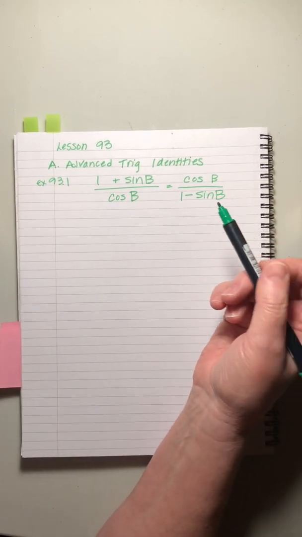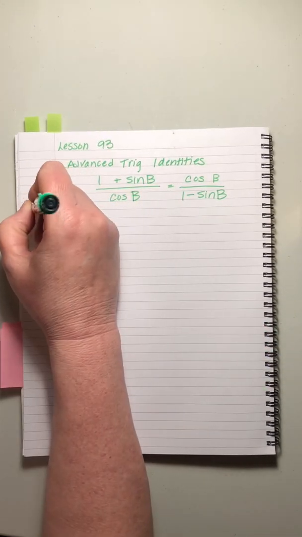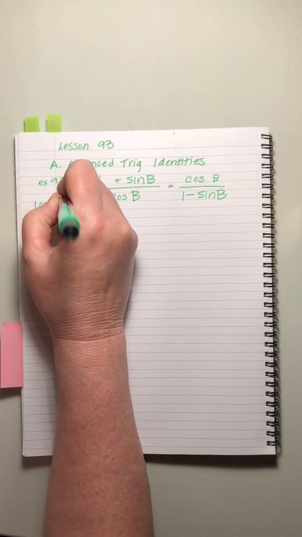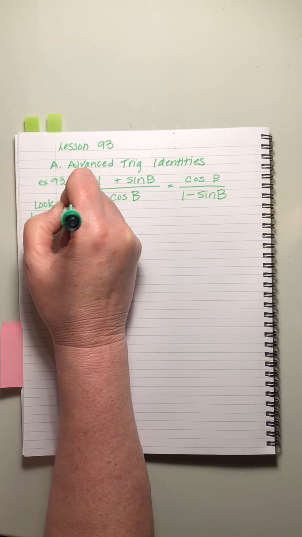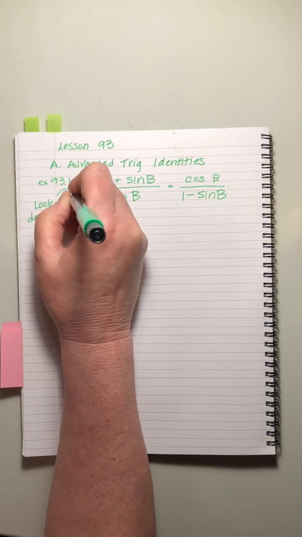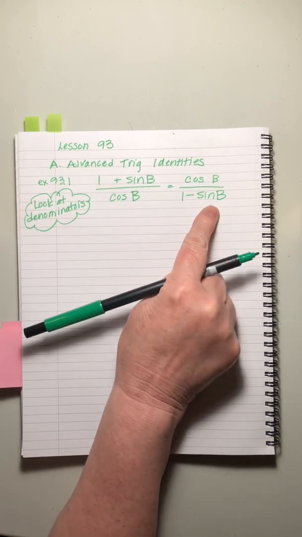Now, how in the world could we possibly make this look like this, right? It seems kind of impossible. So here's a hint. When you're trying to figure out what to do, look at the denominator. Denominators, okay?